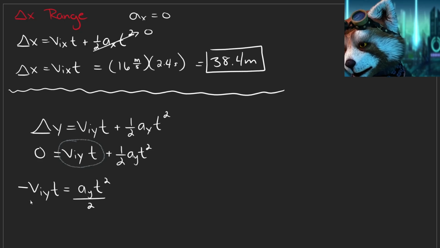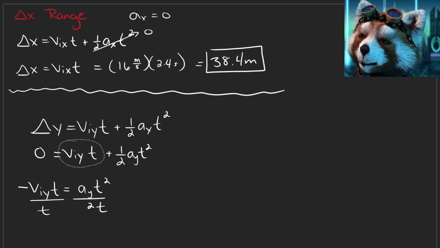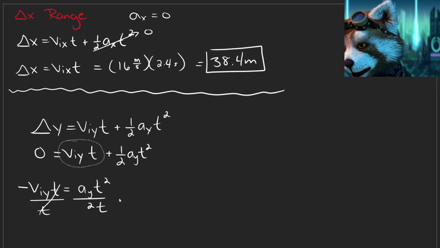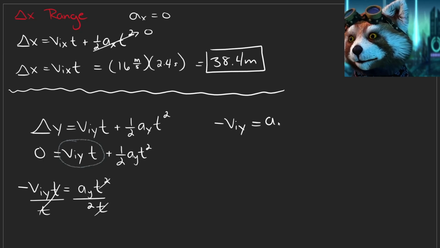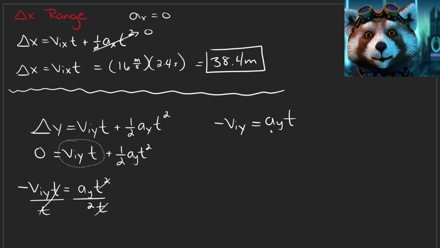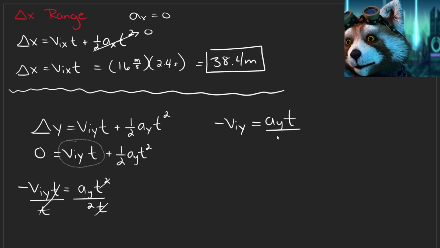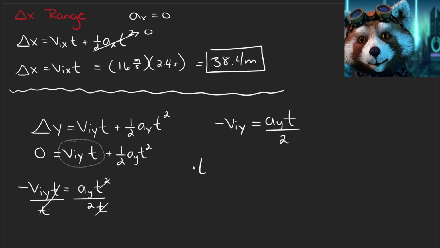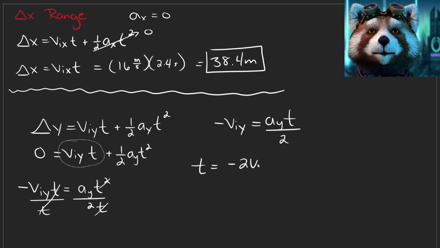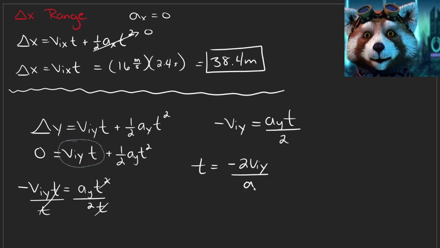So let's go ahead and divide by t, and those t's cancel, that t cancels with one of those, so we are left with minus velocity initial in the y is equal to acceleration in the y times time. See, don't forget, there's still a t left over there, over 2. And now just do some algebra. Let's multiply this 2 over to the left-hand side and divide by a, so you get t is equal to minus 2 times velocity initial in the y divided by a.